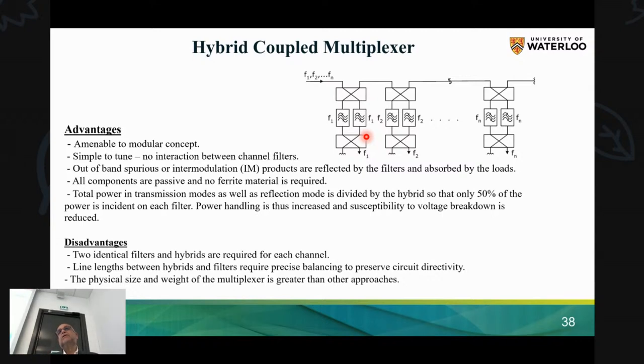Okay. And also the problem with the bandwidth of the hybrid. Typical hybrids give you 10% bandwidth, right? I mean, you can use multi-section and get larger bandwidth. So if you need wideband, you need to use wideband hybrids, and it makes the structure quite large.